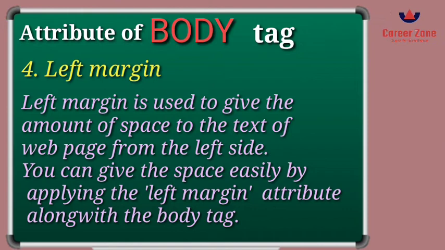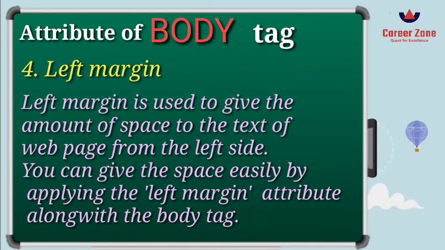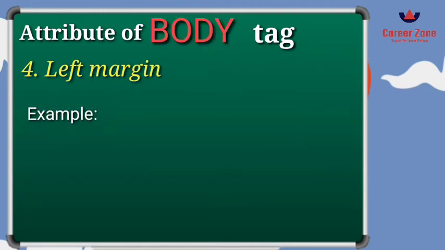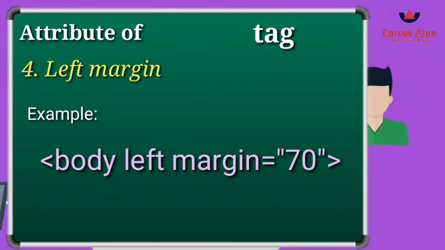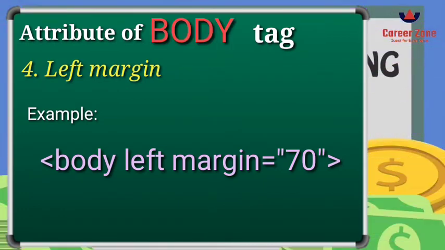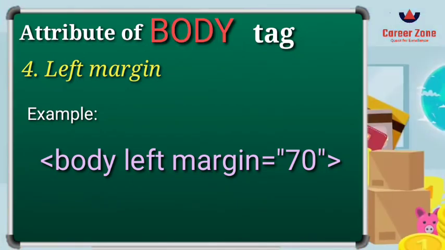The leftmargin attribute specifies the amount of space which is left blank from the left margin of the browser window. The value is specified in pixels. So how will you write it? You can write it like this: body space leftmargin is equal to, and the value which you want to specify. The value needs to be enclosed in double quotes or single quotes as supported by different browsers.